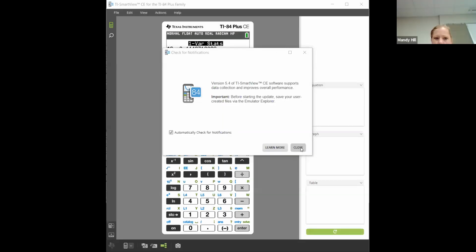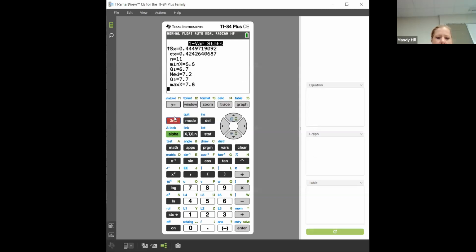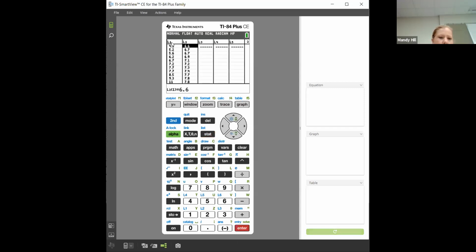Okay, so I'm going to get out of this, but that's where we want to go. We want to go to stat, and that stat is right by the arrow buttons. You want to hit enter, and then you want to type your values in your list.